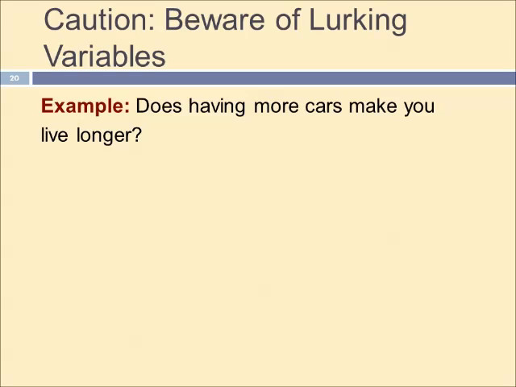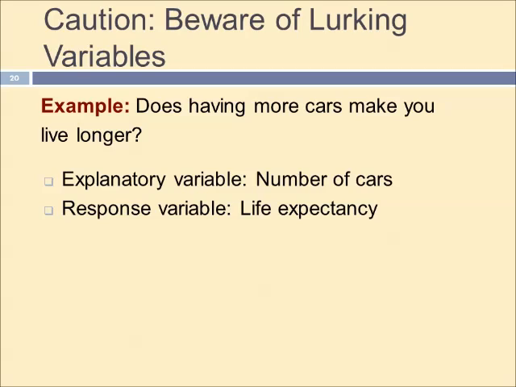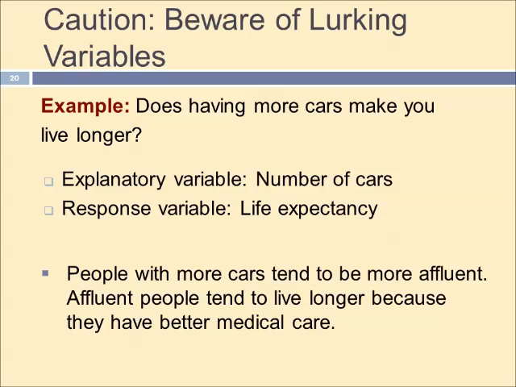let's take an example. Does having more cars make you live longer? Well, if we did an association between them, we'd actually find that, yeah, there probably is a strong association. The explanatory variable here is the number of cars. The response variable, life expectancy. But the explanation is because of a lurking variable. People with more cars tend to be more affluent, and affluent people tend to live longer because they have better medical care.